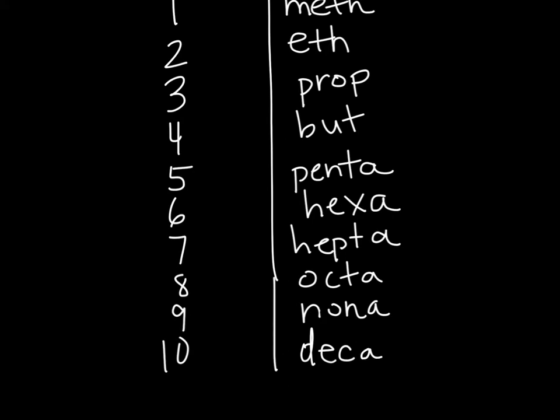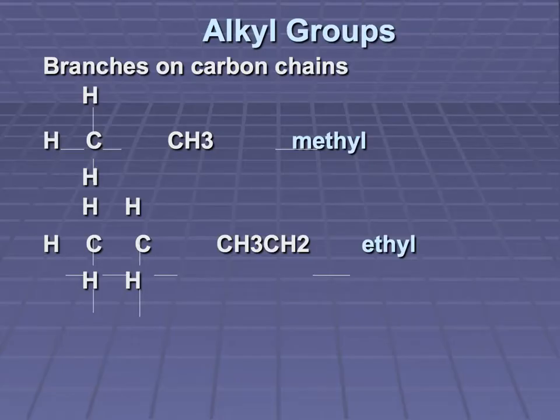Okay, so all of those 10 prefixes will need to be memorized for your test. Now we're going to talk about these things called alkyl groups. Notice that the ending is YL. So basically an alkyl group is a branch. It's a branch that comes off of the carbon chain.